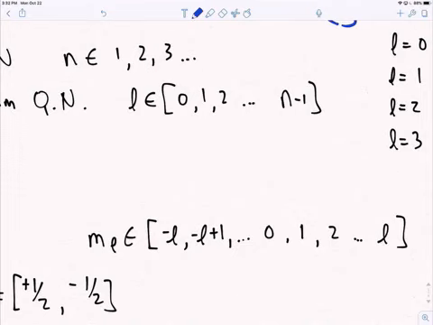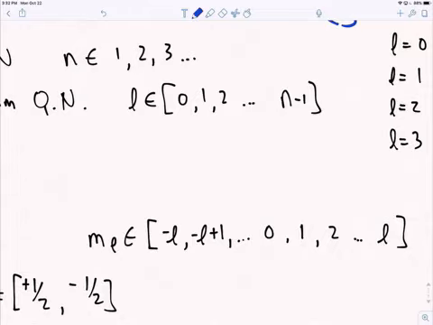So meaning, let's say L is 0. M sub L has to be 0. Let's say L is 1. M sub L can be minus 1, 0, and 1. If L is 2, M sub L can be minus 2, minus 1, 0, 1, 2. If L is 3, M sub L can be minus 3, minus 2, minus 1, 0, 1, 2, 3. Is this making sense?